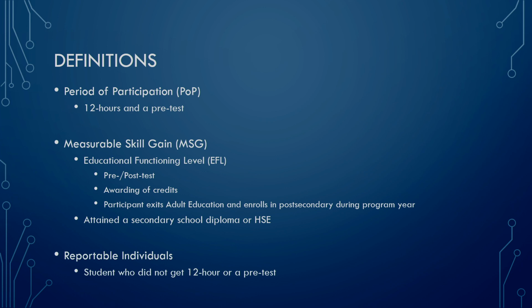The last one, which happens periodically but not as often, is that the participant needs to exit out of adult education and enroll in post-secondary during the program year. So if a student leaves your program, whether they've graduated or not, and then goes into post-secondary, which could be either a university or a technical college, we can get information from both.